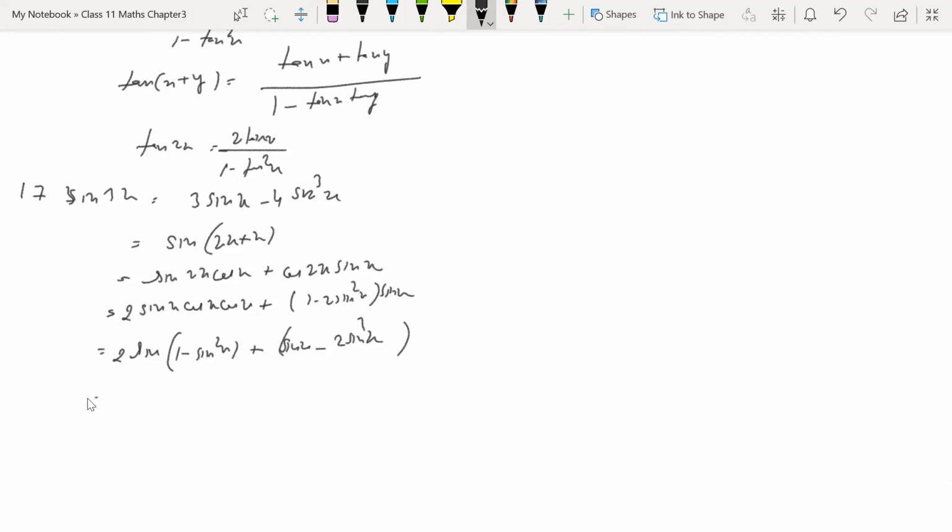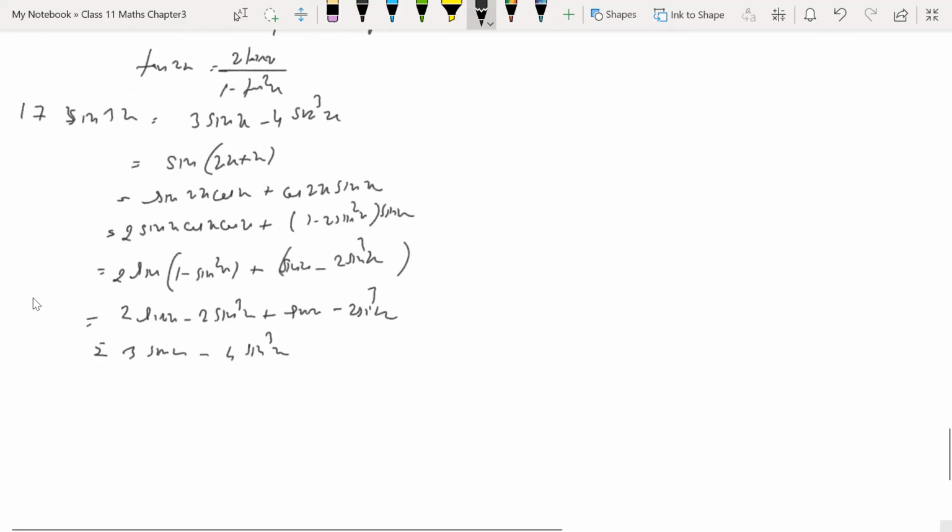It is a simple calculation: 2 sin x minus 2 sin cube x plus sin x minus 2 sin cube x, and it becomes 3 sin x minus 4 sin cube x. That's about identity 17.